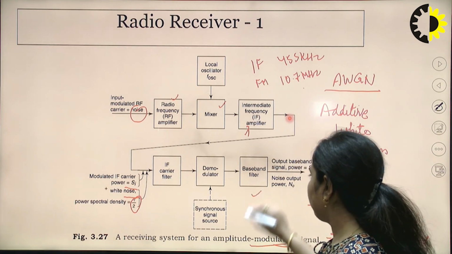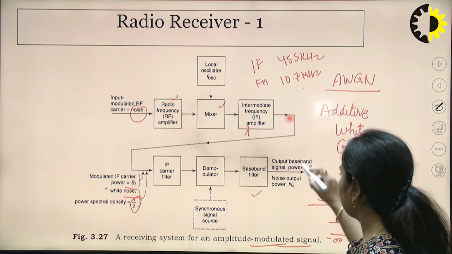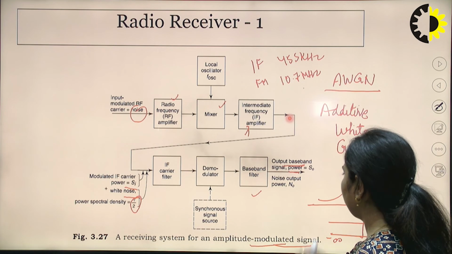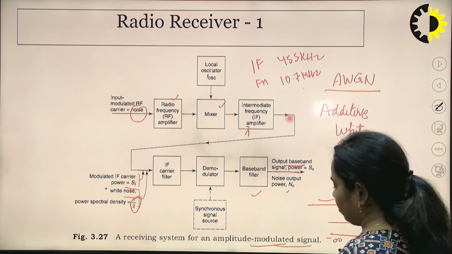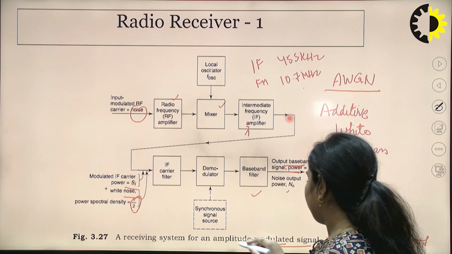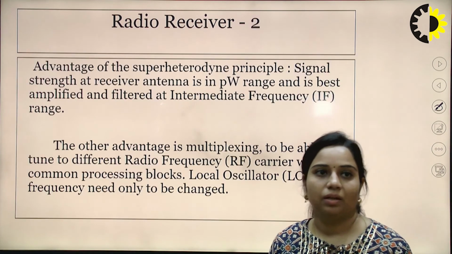That will be generated using this synchronous signal source. It is passed through a baseband filter. At the output of this baseband filter, there is an output baseband signal power that is equivalent to S naught. Then the output noise will be N naught. So this is a receiving system for an amplitude modulated signal.